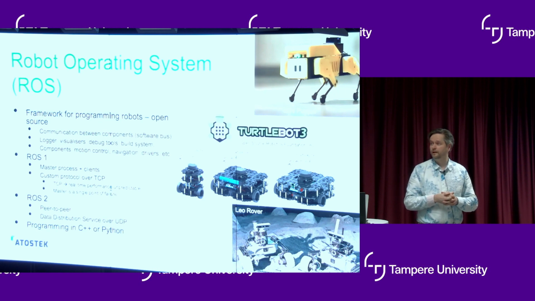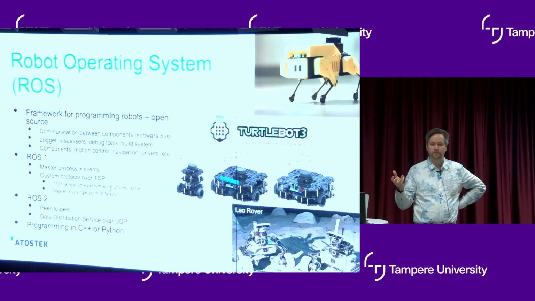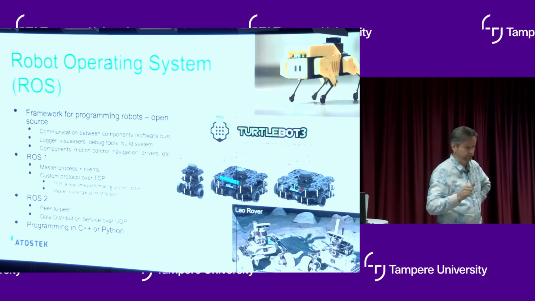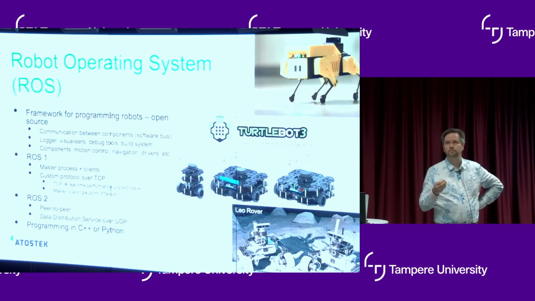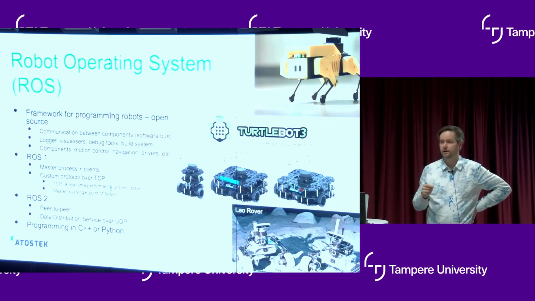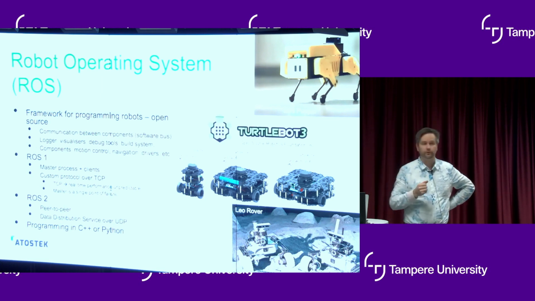ROS was initially started by the robotics community, or by some particular robotics project, which then eventually became a company, and nowadays parts of it are transferred to the Open Source Robotics Foundation, is it? Anyway, it's a US-based company that is the lead developer of ROS nowadays.